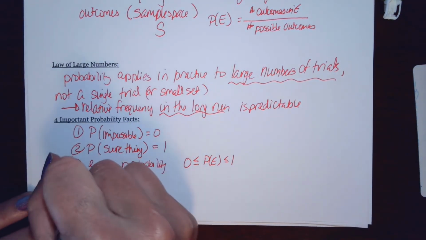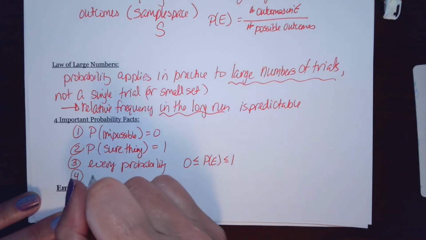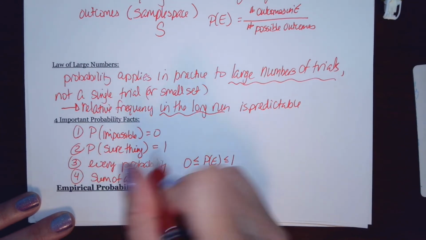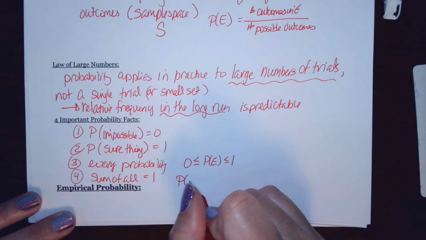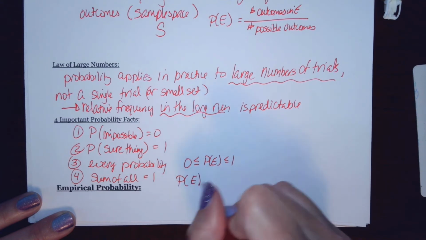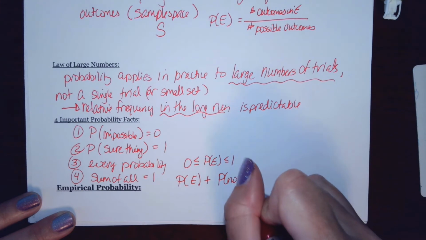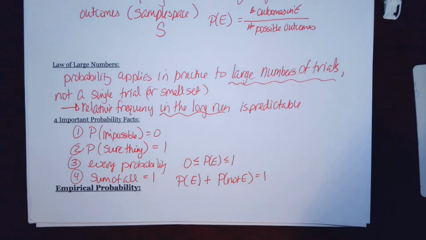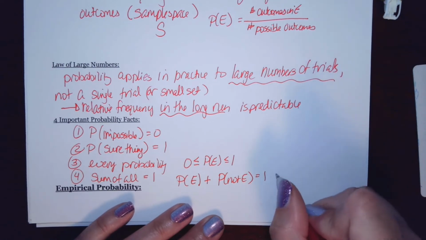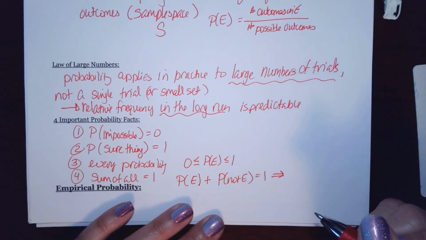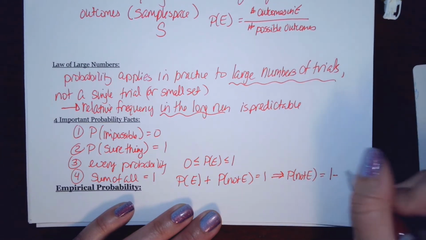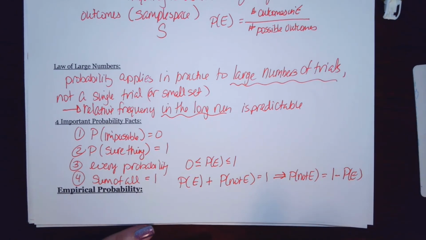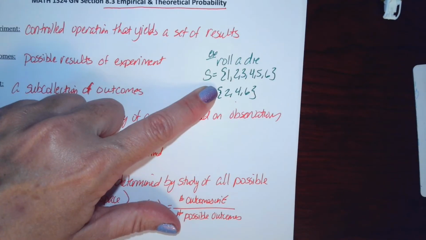And finally, if I add up all the ways things can happen, it's going to equal 1. So for example, if I take the probability of an event E and add it to the probability of everything that's not that event E, I get 1. And further from that, I expect that to figure out everything that is not my event E, I can do 1 minus what is. Okay, let's do an example of that. Let's go back to our dice rolling probability.